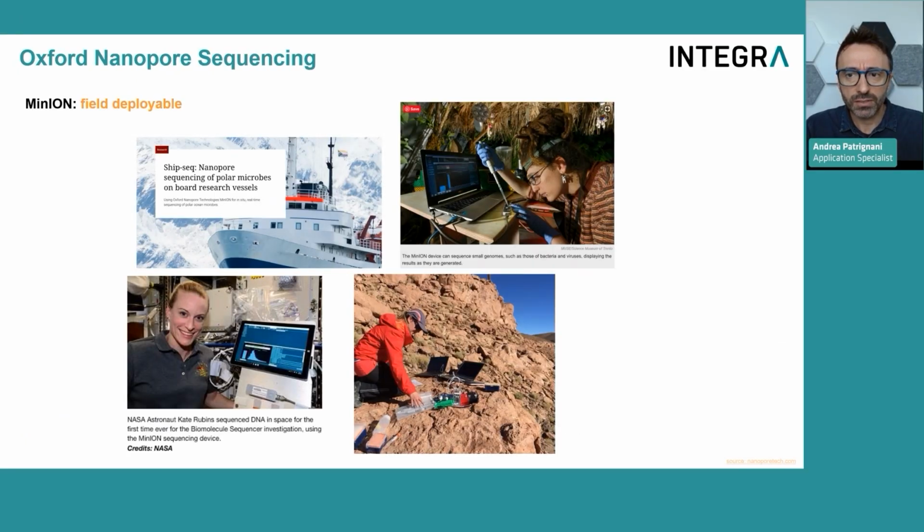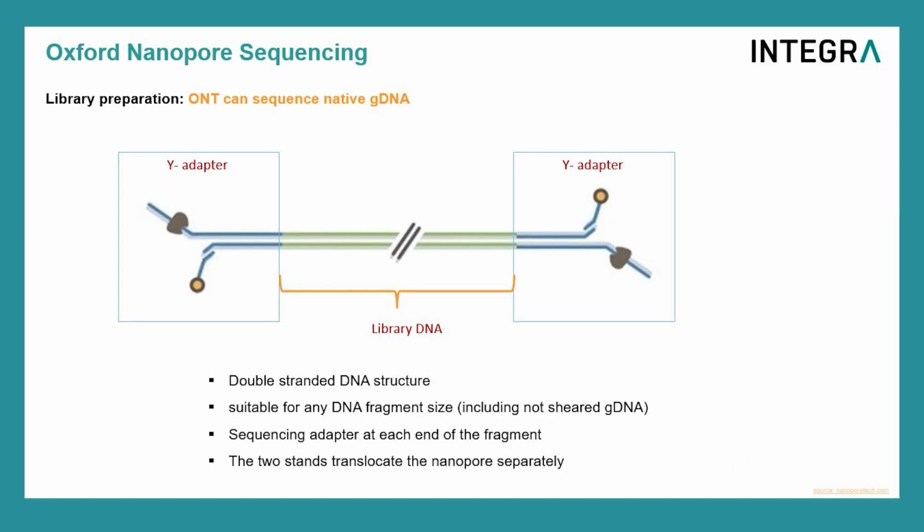The MinION device is portable and field deployable. There are numerous reports and publications describing its use in the field, including sequencing on ships, in jungles, on mountains, and even in space-based stations. Oxford Nanopore enables the sequencing of native DNA without the need of PCR amplification.